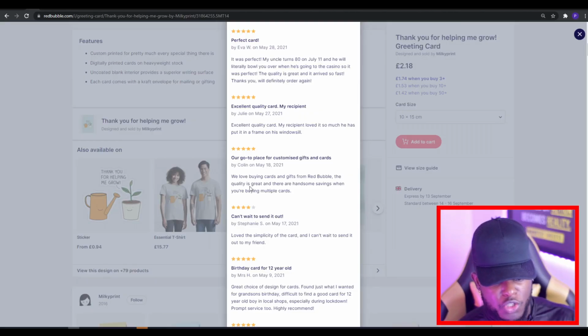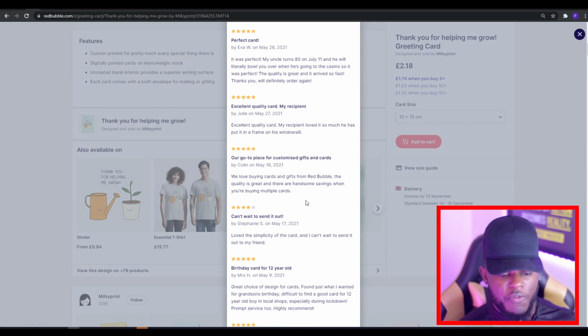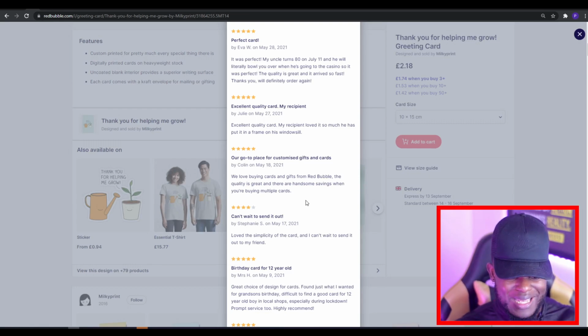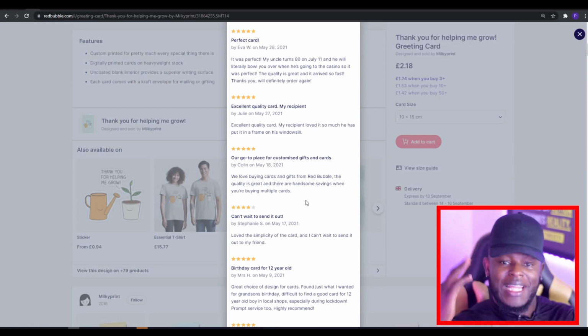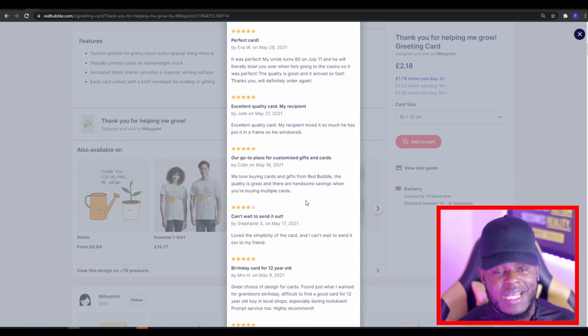And the last thing I want to talk about in regards to greetings cards is that if you do meet customers' demands, you can get to a point where people are buying multiple cards. It's shown in this review where someone was saying, we love buying cards and gifts from Redbubble. The quality is great and there are handsome savings when you're buying multiple cards. So obviously, if you can find a way to meet people's demands, it can get to a point where people do start buying a lot of cards. This is something that's been happening to me, and that also happens to a lot of you guys that have taken my advice on listing greetings cards.